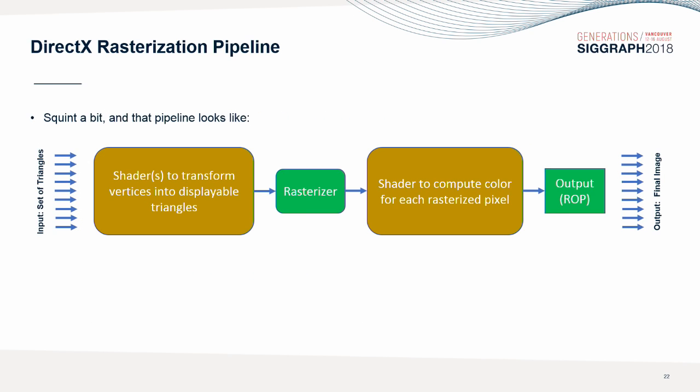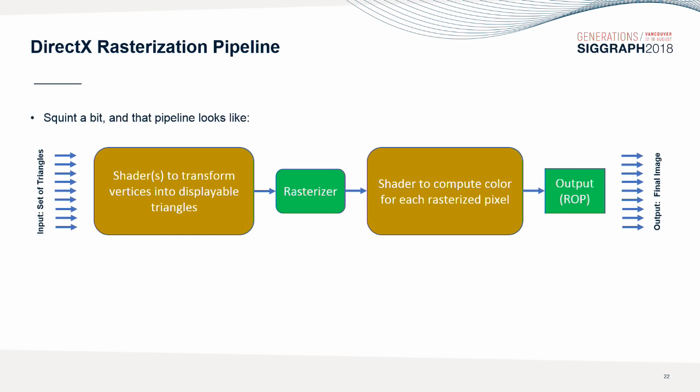If you squint a little bit, this pipeline looks like this, right? You input a set of triangles, some code runs to transform this into a set of displayable triangles. You run some special purpose stuff that converts that to pixels, after which you get another controllable shader to generate colors, and then you output to a final image.